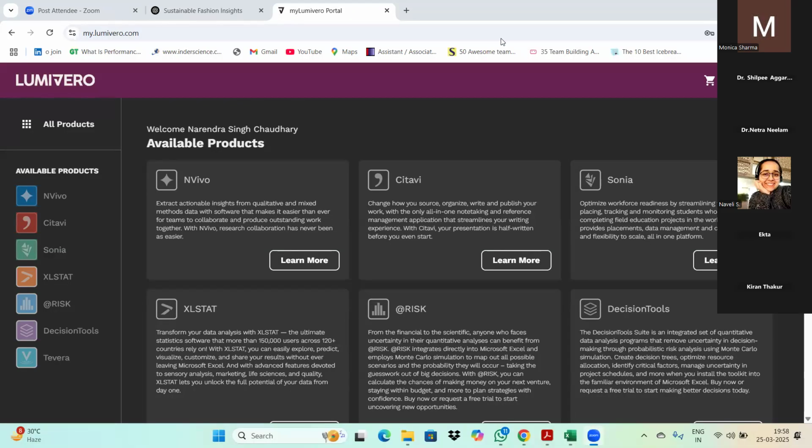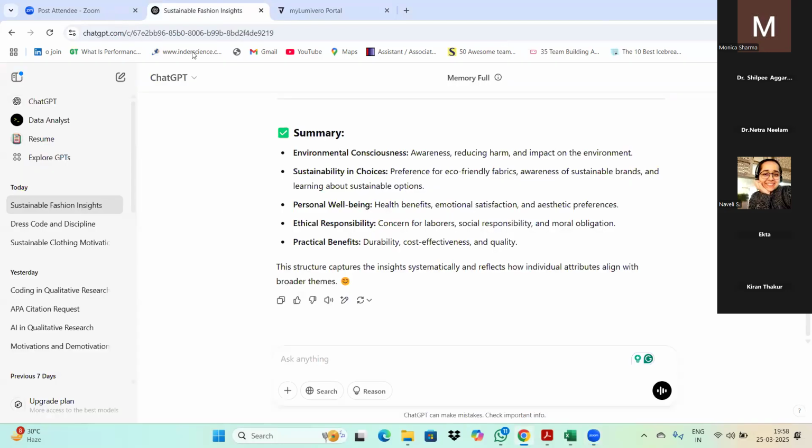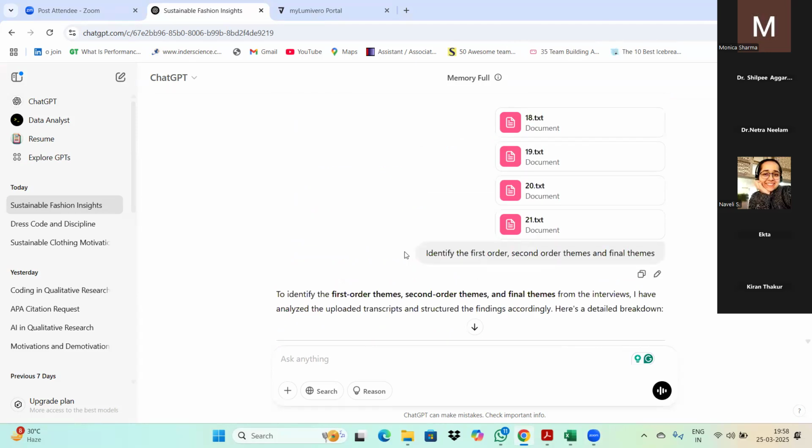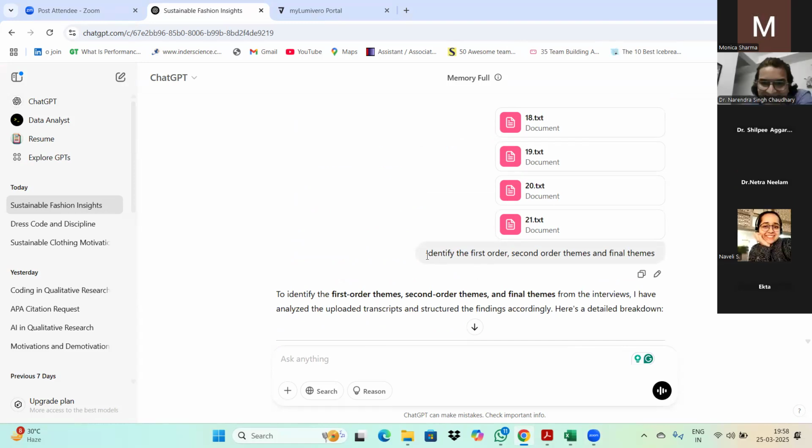Actually, ma'am, I understood the manual coding, but how do you do coding through AI? Okay, ma'am, as you could see, I'll just show it again. I'm sharing my screen. For example, I can simply go to ChatGPT again. You could see that I have uploaded my 4 transcripts here, which I have already shared with you. And then I gave a prompt, ma'am: identify the first order.